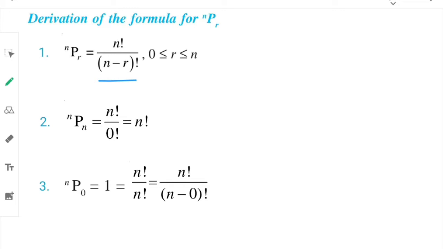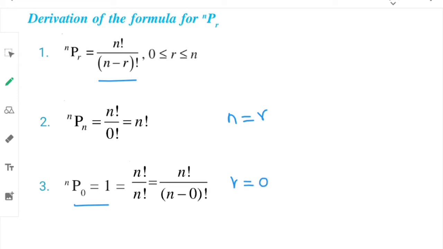And the next one is nPn. In this case n is equal to r, that is, the n value and r value are the same. When n is equal to r, the value of nPn is n factorial. And at last, nP0. nP0 is equal to 1. Here the r value is equal to 0.